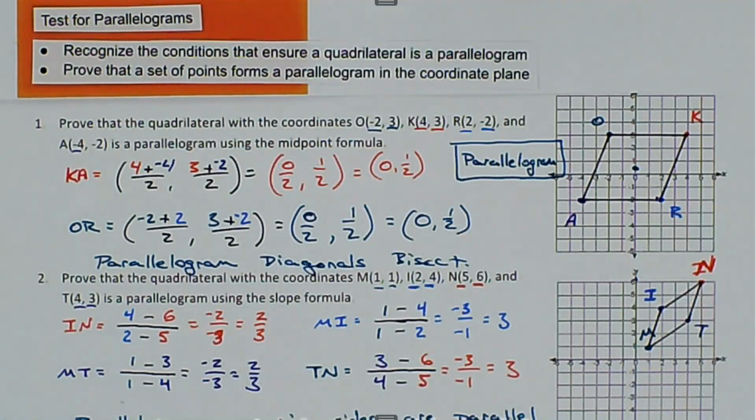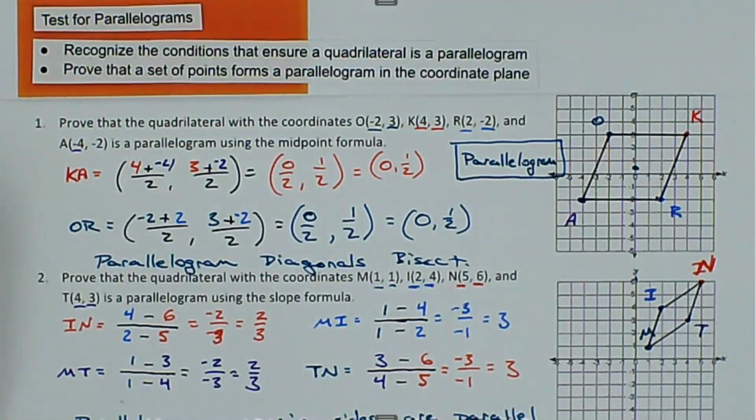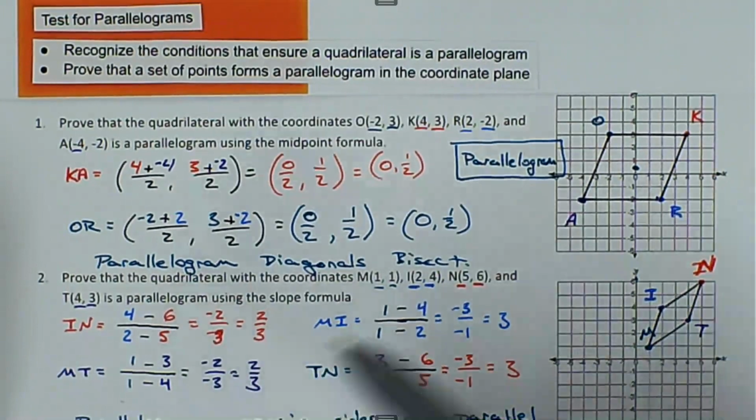We are talking about quadrilaterals, and we want to test to see if quadrilaterals are parallelograms. And we want to prove that a set of points forms a parallelogram in the coordinate plane. So we have example 1.